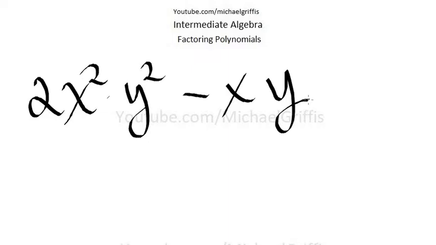So once again, we're going to look at what we have over here and what we have over here, and do they have anything in common? Well, we have a 2 over here, but there's nothing that a 2 will go into over there as a coefficient on the right. We have 2 x's and 1 x, so we know we're going to be able to factor one of those x's out. We have 2 y's and 1 y, so we know we're going to be able to factor one of those y's out.